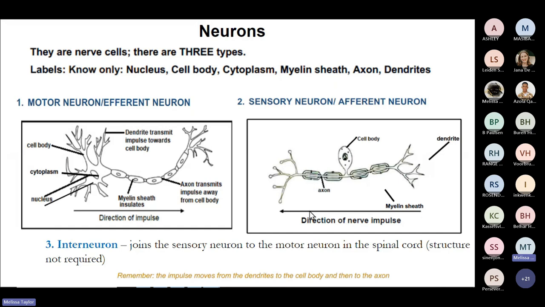The other neuron you have to know about is an interneuron. They don't often include a big diagram of it. It's normally drawn in the context of a reflex arc or a reflex action, connecting to these two. That's why it's called an interneuron or a connector neuron, because it is between the sensory neuron and the motor neuron inside the spinal cord.